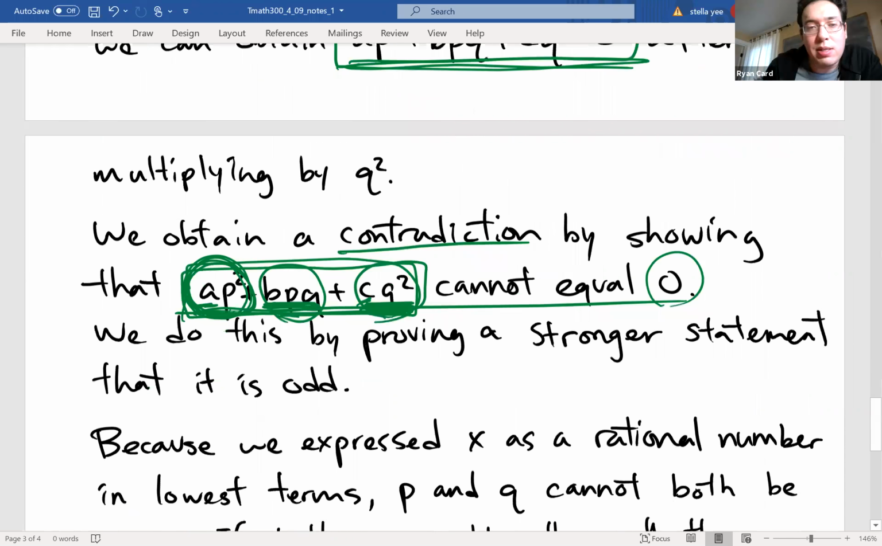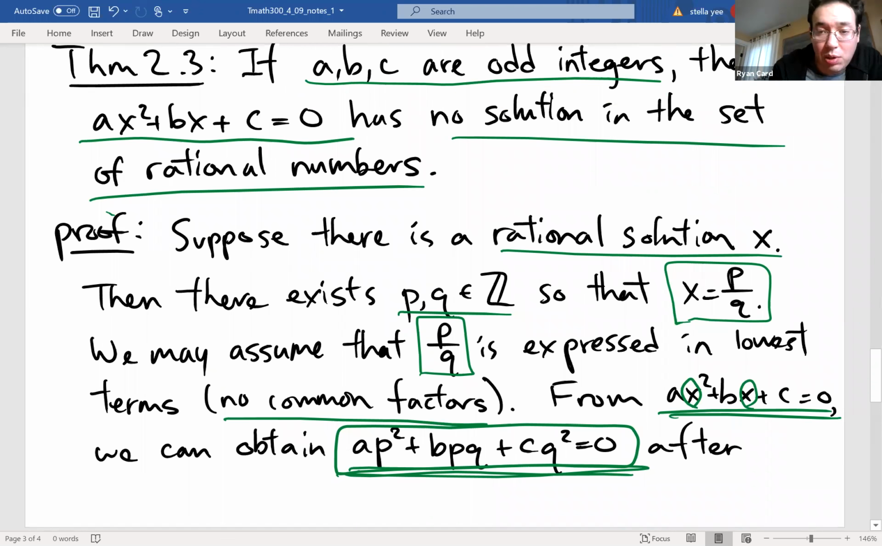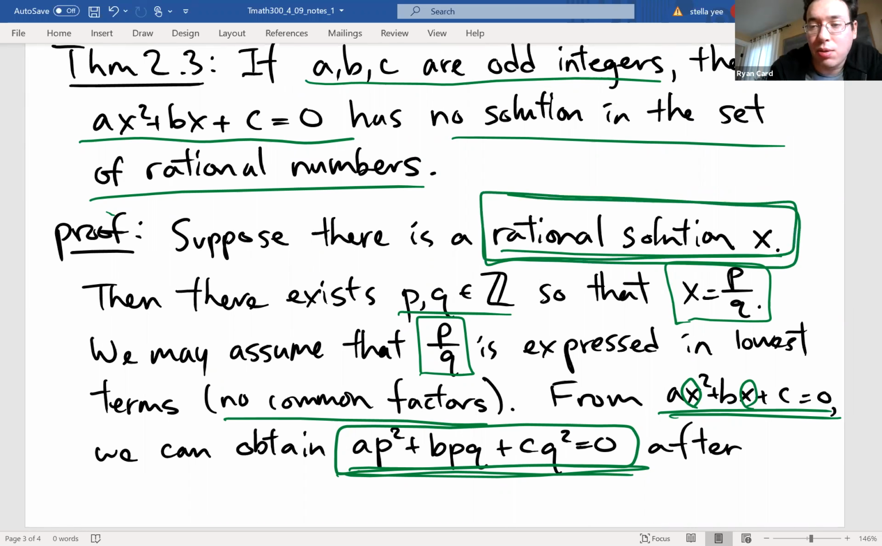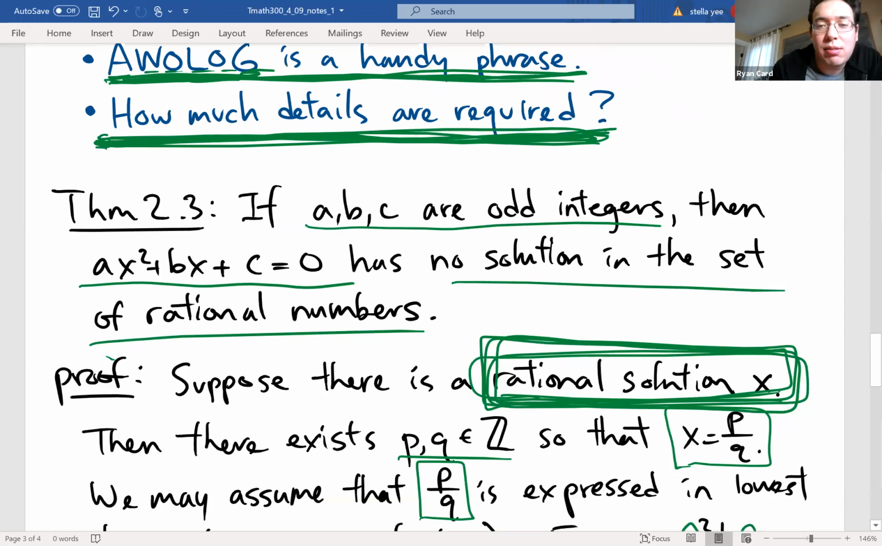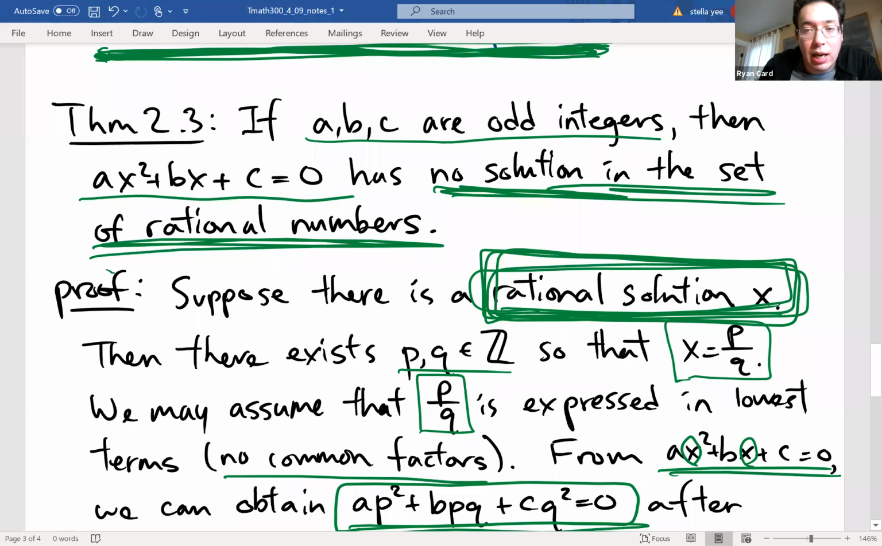So what if there's a contradiction? Why is that bad? Well, the only thing that you really assumed without any proof is that there's a rational solution. So if you assumed something and you ended up with something that's impossible in the end, an expression that is equal to 0 but also odd at the same time, that's impossible. So whatever you assumed must have been wrong, right? That means there must have been no solutions that are rational numbers. So that's the idea of the proof.